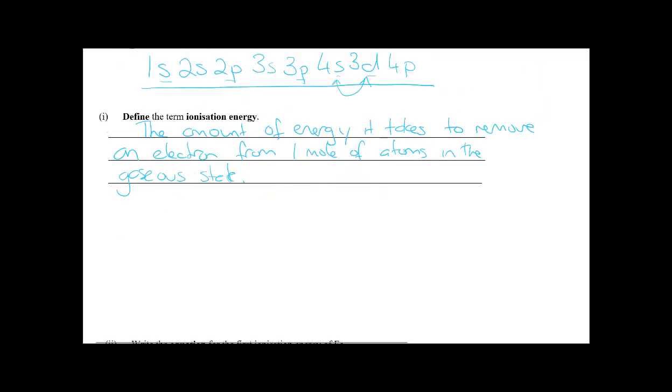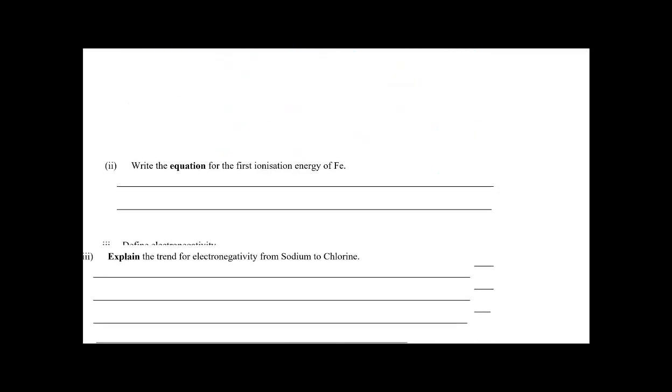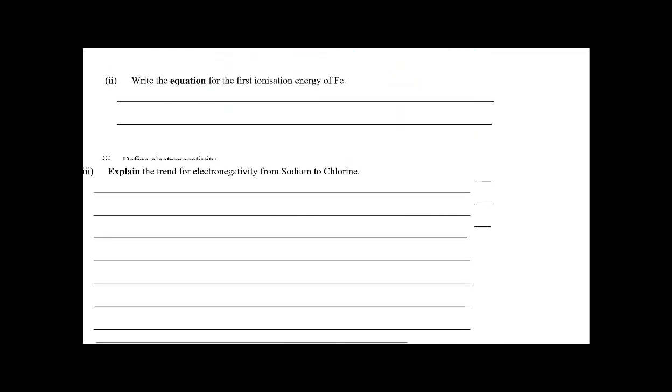Now, of course, ionization energy, that's just a definition you need to remember, so just make sure you get that. And the key of that, of course, is you're removing an electron from 1 mole in a gaseous state. Okay, now ionization equations are only about removing 1 electron, and as this is the first ionization energy, we were talking about removing the first electron.